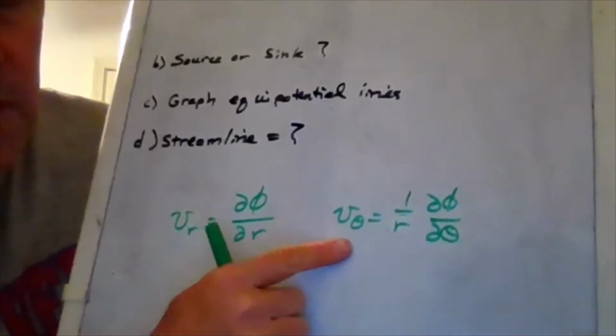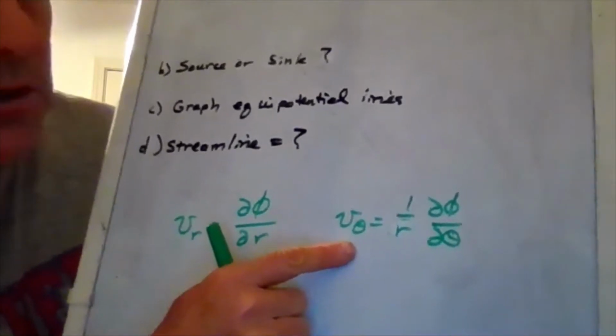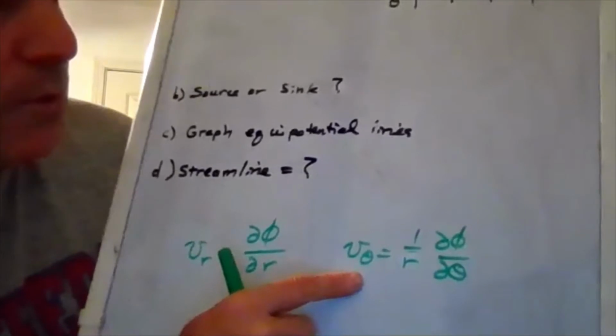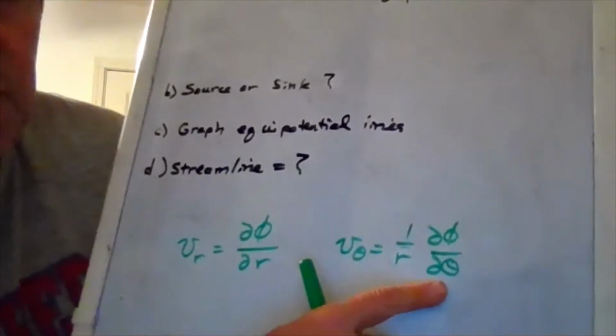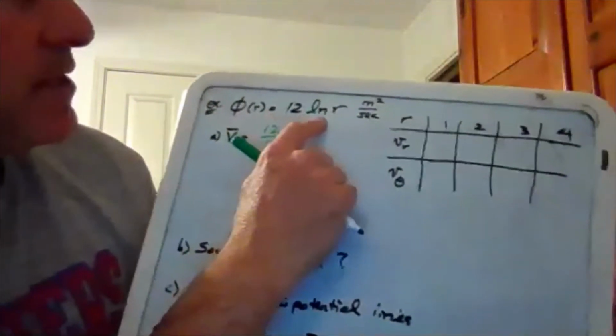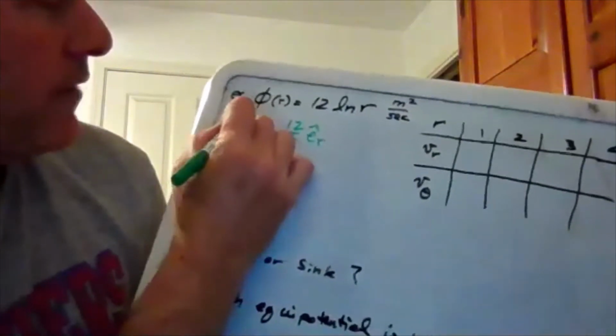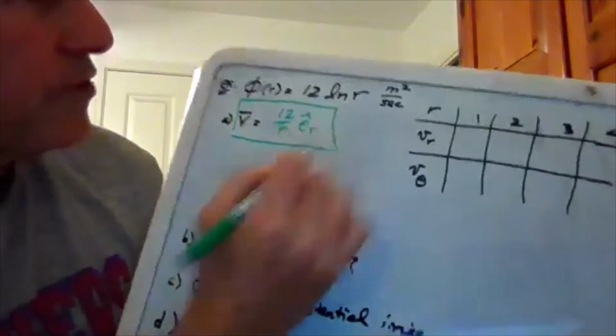All right, and then to get the component in the angular direction, or maybe the tangential velocity you could call it, we do 1 over r times the partial of the stream function with respect to theta. That doesn't have a theta in it, so that's 0. So we are done. If you got that, 100% on the first part.